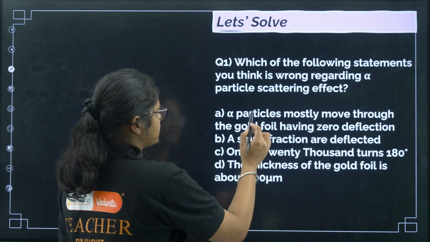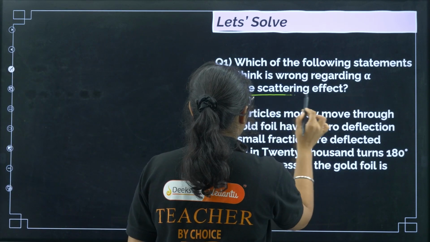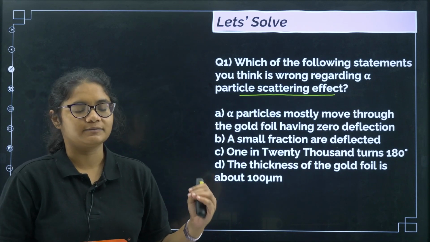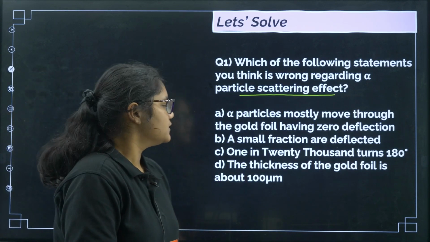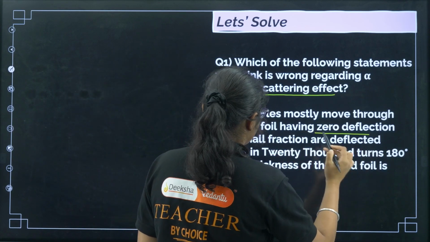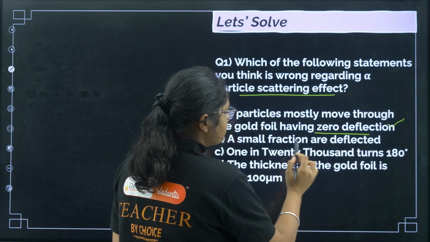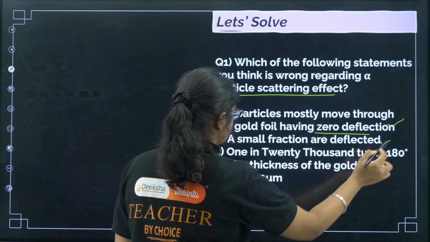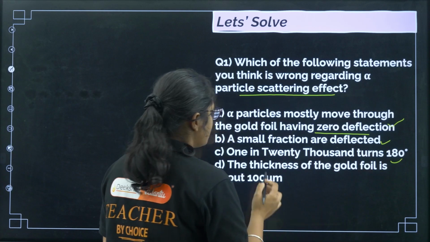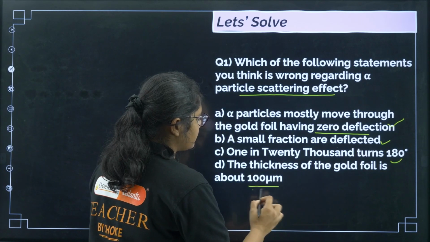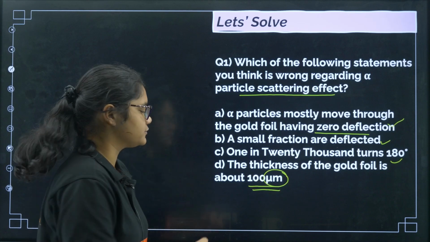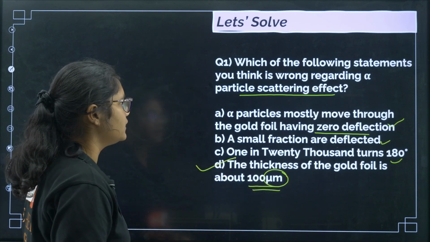So which of the following statements do you think is wrong regarding the alpha particle scattering experiment? That is your gold foil experiment conducted by Rutherford. Alpha particles mostly move through the gold foil having zero deflection. Yes, this is correct. A small fraction are deflected. Yes, this is also correct. 1 in 20,000 turns 180 degrees. This is also correct. And the thickness of the gold foil is 100 micrometer. Okay, this is wrong. It is around 100 nanometer. So the incorrect statement is option number D.